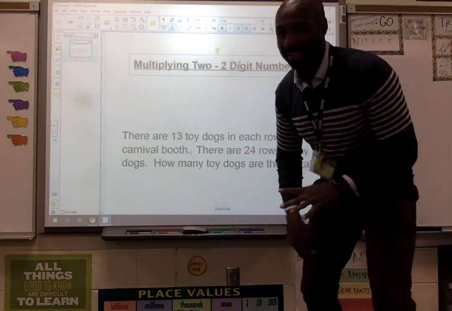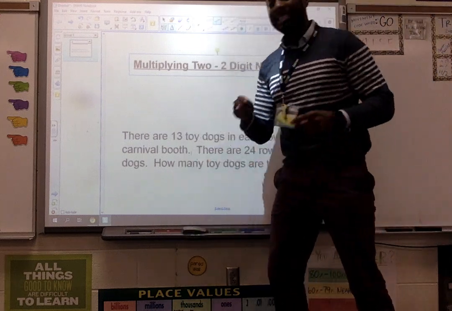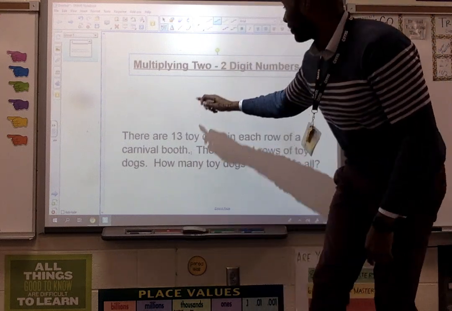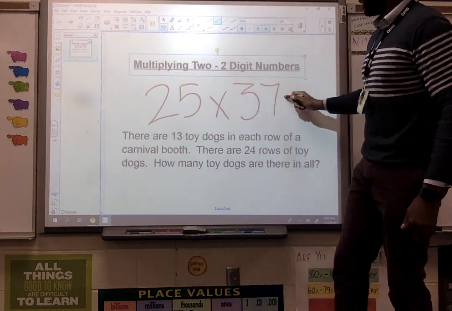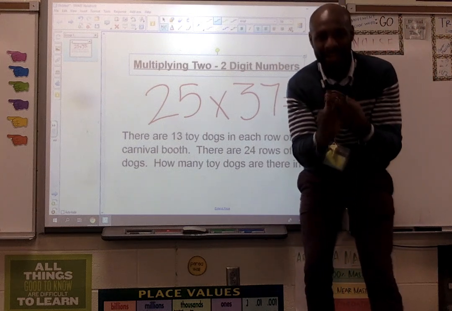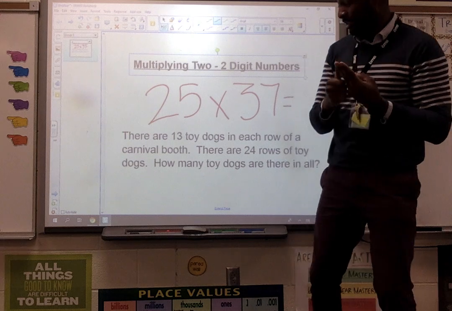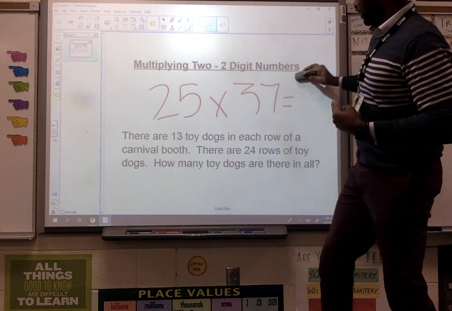Now we've worked with some of this stuff before, and I know that you know that we're multiplying two-digit numbers today. So I know that you probably already read the I can statement, but here we are. We're multiplying two-digit numbers today. That means that by the end of today's lesson, you're going to be able to say 25 times 37 equals, and solve this problem quickly and accurately. Today we're going to solve it using the area model. So I've got an example of a problem right here for you, and let's take a look.